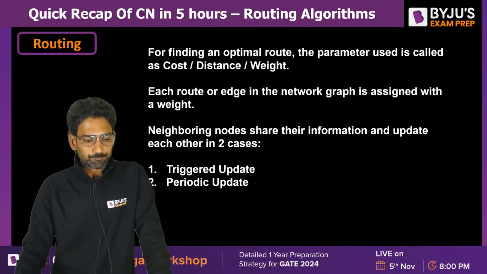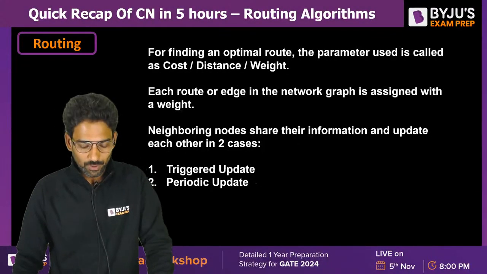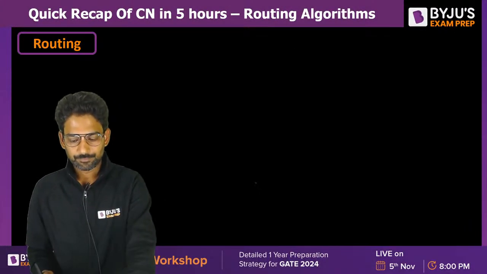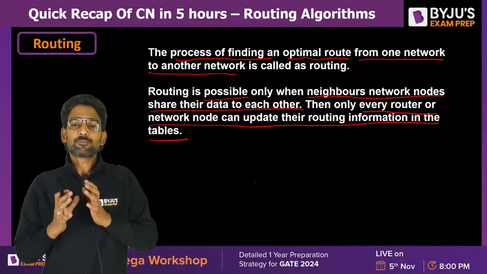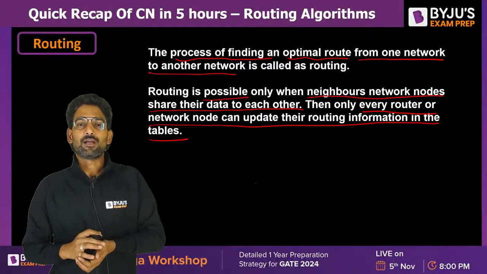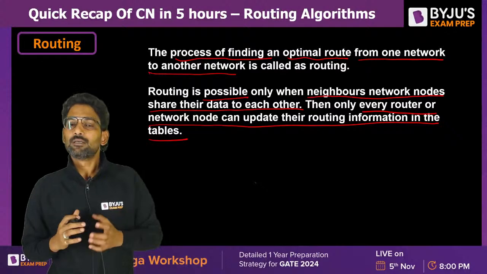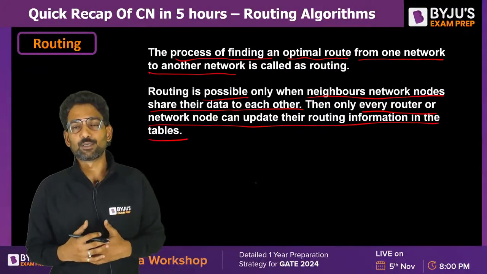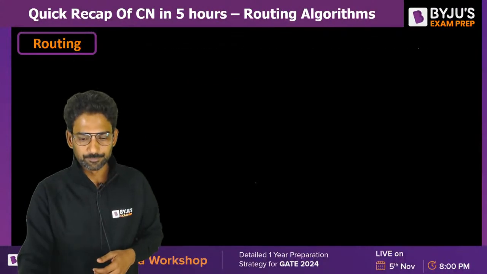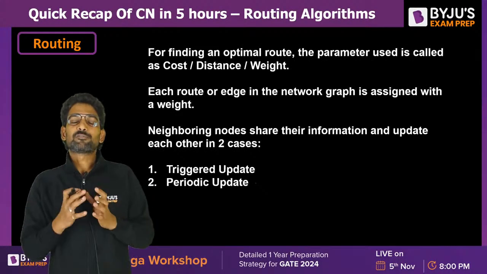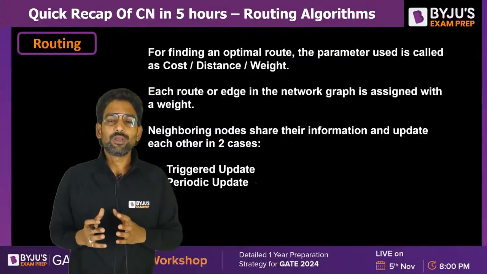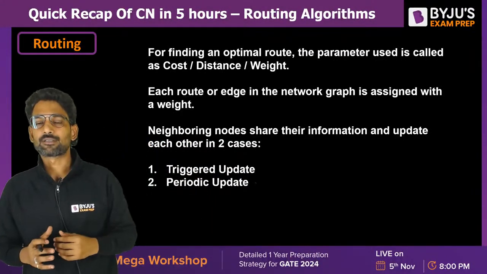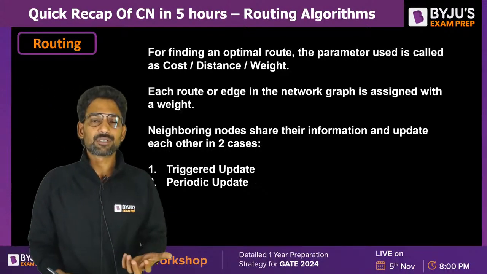Great, great. So guys, what we were discussing is just routing means finding the optimal route, and if routing should be possible, definitely every network should be willing to share their data, then only routing will be possible. Right. Now, for finding this optimal route, how do we decide that this is the shortest feasible route or this is not shortest? There should be some parameter, no?